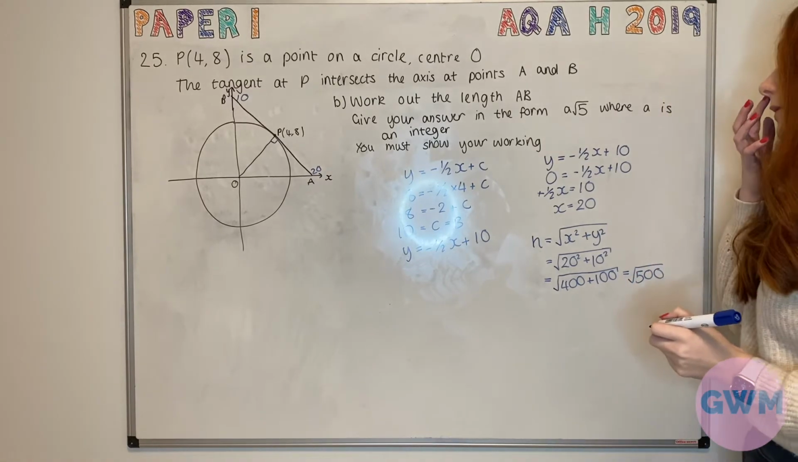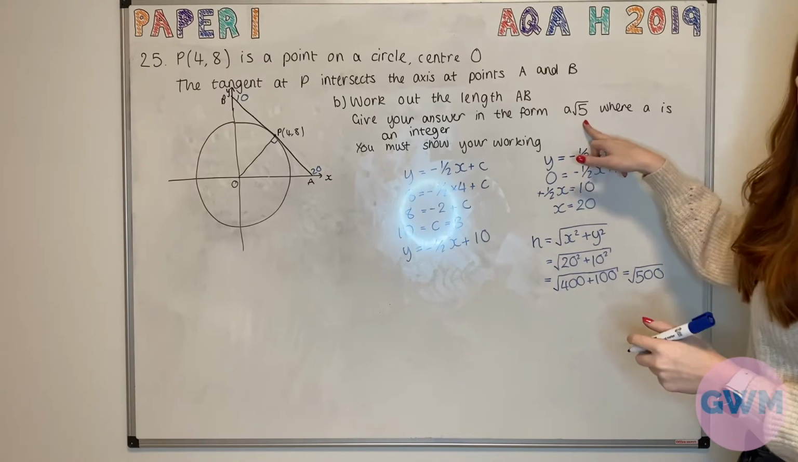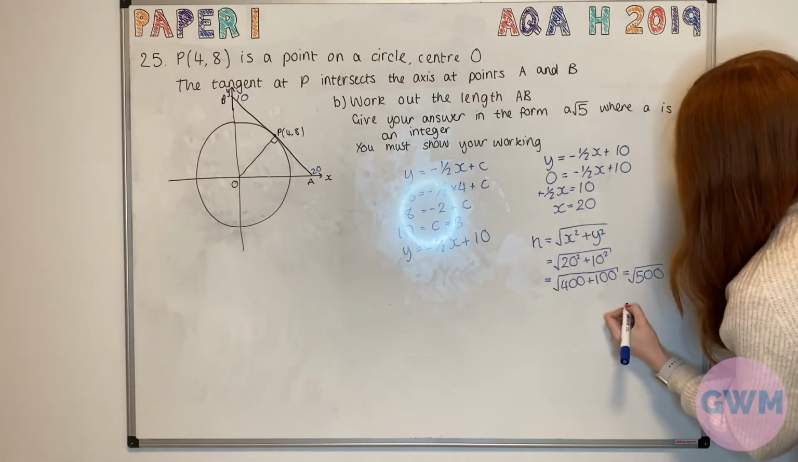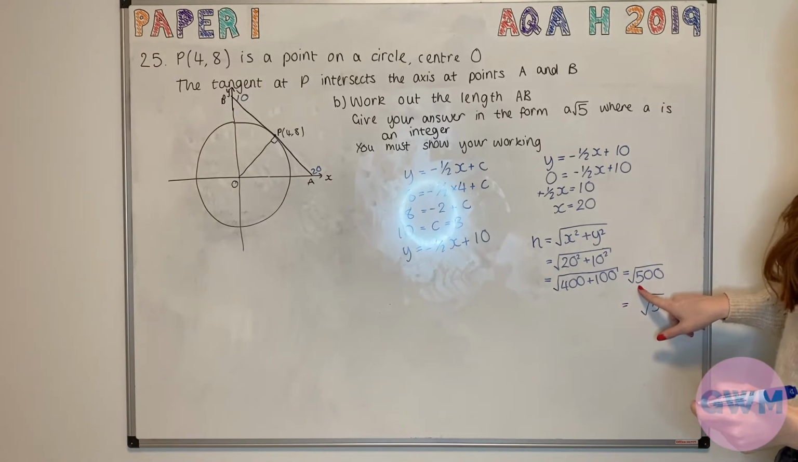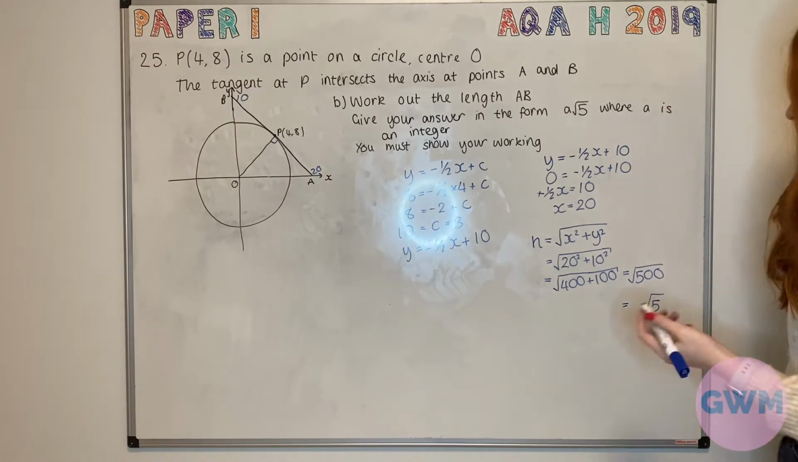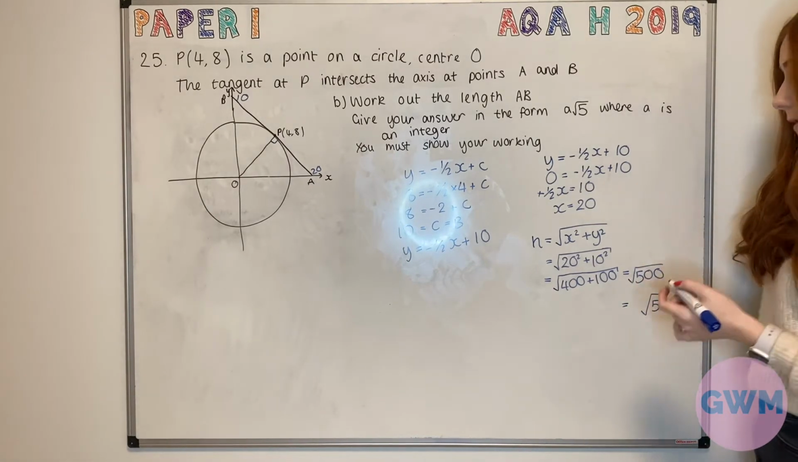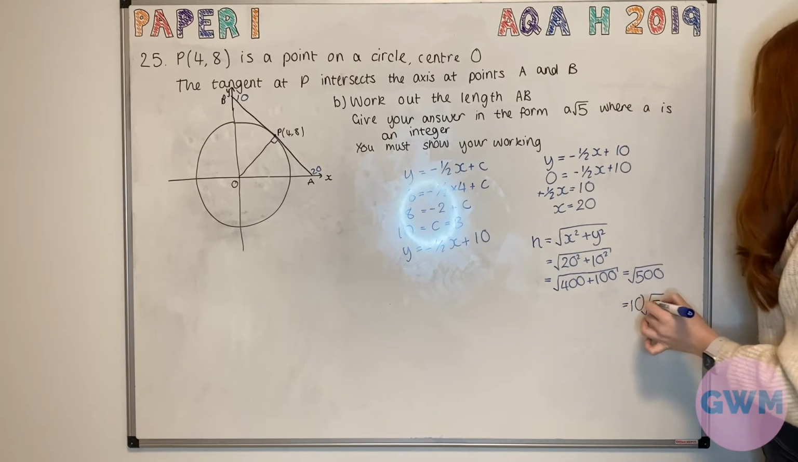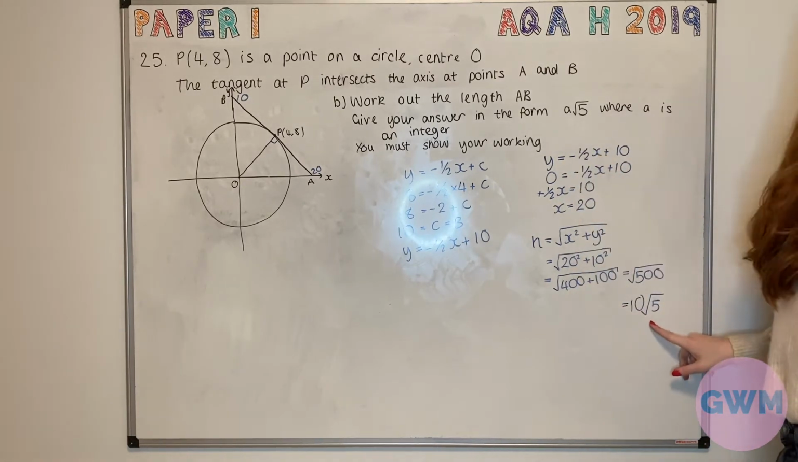But remember, it wants our answer in the form A root 5. So we need to get this in terms of root 5. Now, remember, if you take out a root 5, you're left with root 100. And 100 square rooted is just 10. So the answer, in this form, is 10 root 5.